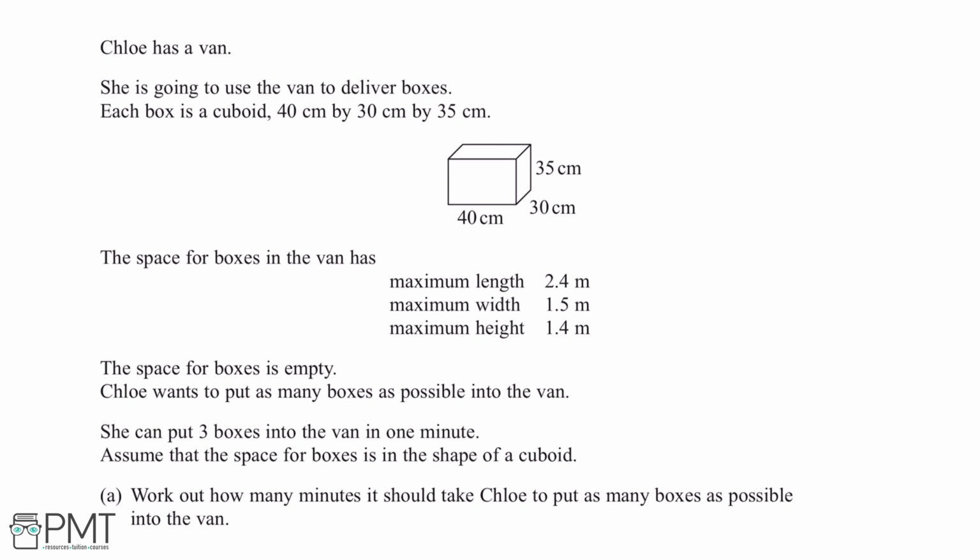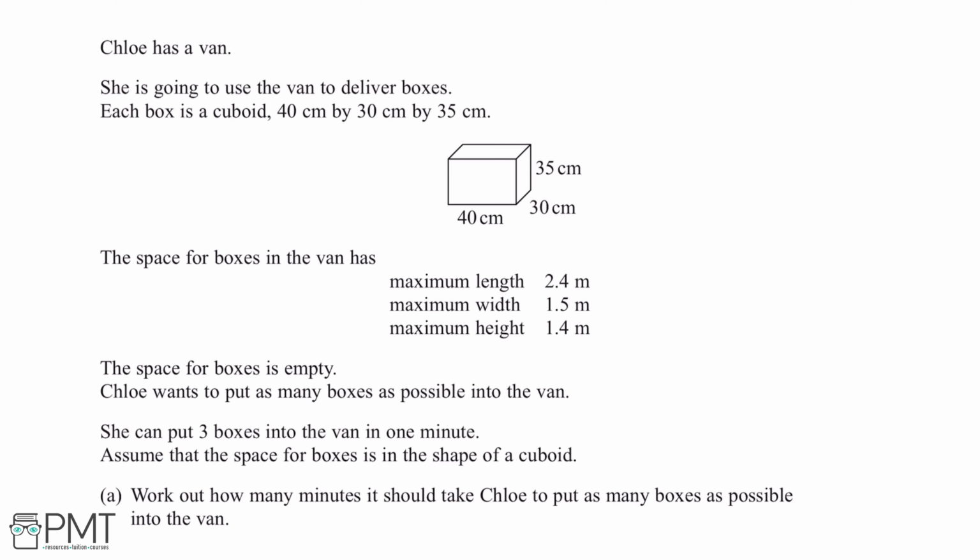Chloe has a van. She is going to use the van to deliver boxes. Each box is a cuboid, 40 centimetres by 30 centimetres by 35 centimetres. The space for boxes in the van has a maximum length of 2.4 metres, a maximum width of 1.5 metres, and a maximum height of 1.4 metres. The space for boxes is empty.